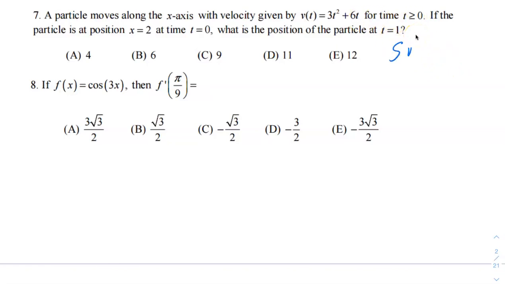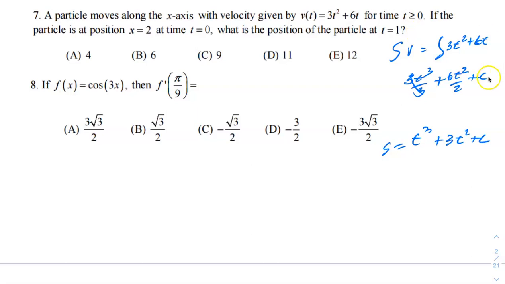So I'm going to integrate velocity. So I'm going to integrate 3t squared plus 6t. And I get 3t cubed over 3 plus 6t squared over 2 plus c. So my s equals t cubed plus 3t squared plus c. Now I've got to figure out what that c is before I do anything else. So I have my initial point right here. At t equals 0, which is always your x, you get 2. So plug in 0, it equals 2. So c equals 2. So my formula is actually t cubed plus 3t squared plus 2.